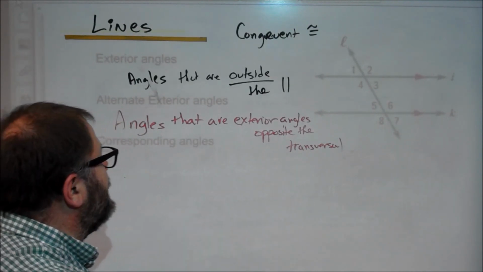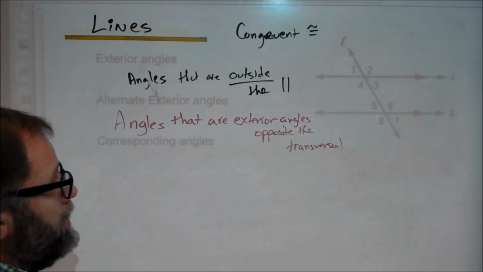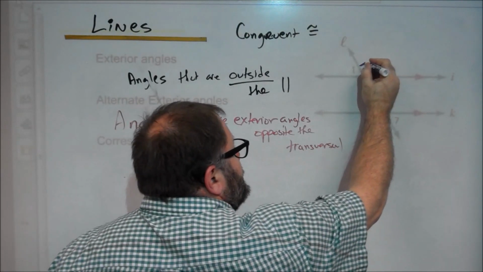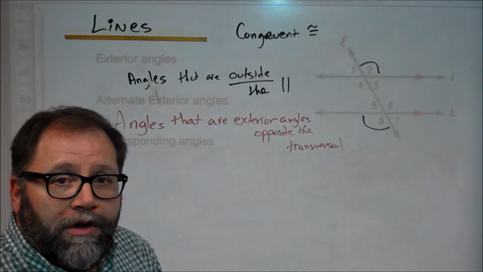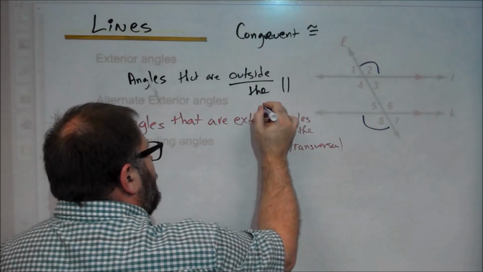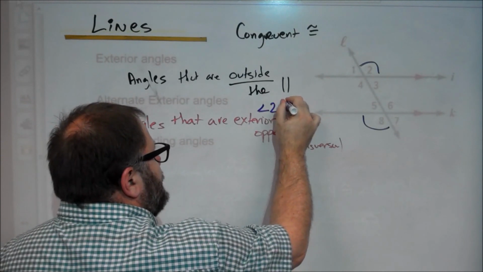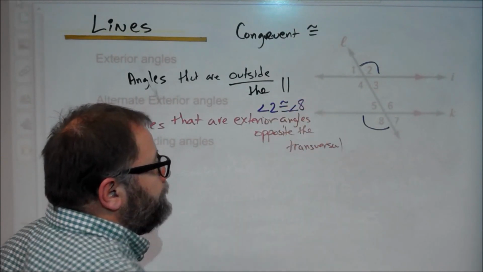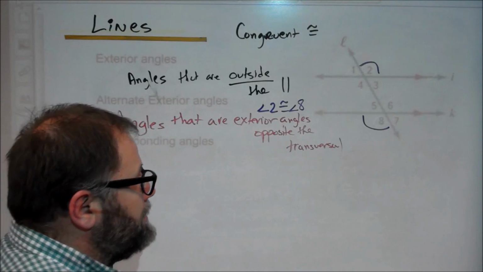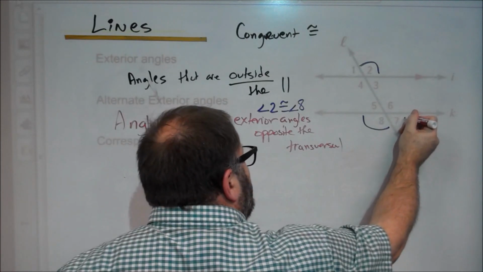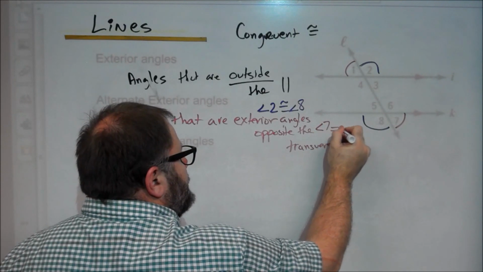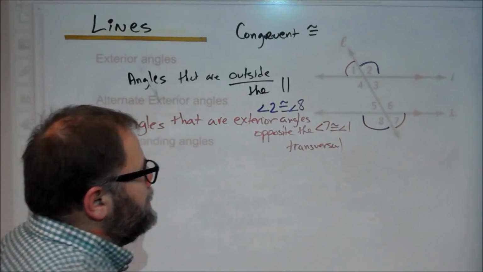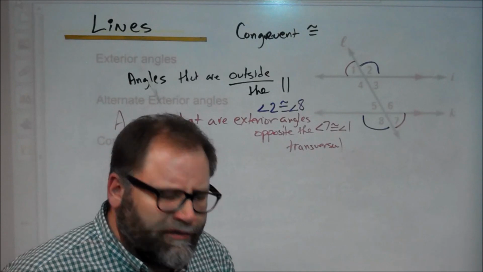We want to be exterior, alternate exterior. So if I pick out 2 first, angle 2 and angle 8 have that relationship. So that means that the measure of angle 2 is congruent to angle 8. There's one more set there that was created by that transversal. I got angle 7 and angle 1. So I've got angle 7 is congruent to angle 1.